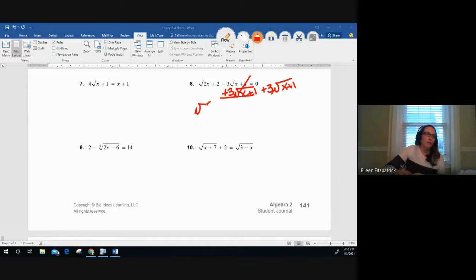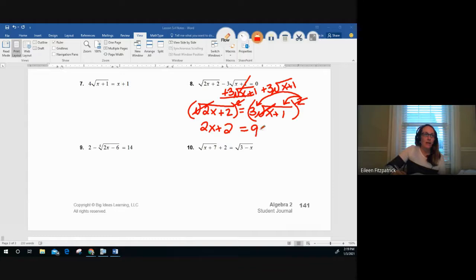So now I have the square root of 2x plus 2 is equal to 3 times the square root of x plus 1. And the reason we want to do that is because now when I square both sides, the radicals will be eliminated. So the radical is eliminated here, leaving you with 2x plus 2. On the other side, just be careful. Don't forget you have to square the 3 and square the square root. So the square and the square root cancel, but don't forget to square the 3 as well. So 3 squared is 9, and then I have times x plus 1.